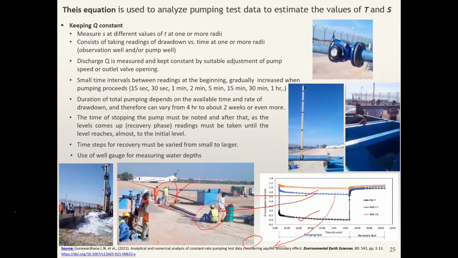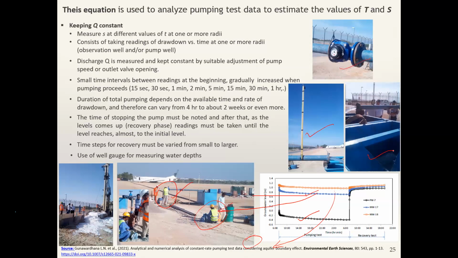Discharge Q is measured and kept constant by suitable adjustment of pump speed or outlet valve opening. So this pumping rate must be kept constant all the time. So in this project, we used a water meter, piezometer, and a V-notch to guarantee a constant pumping rate. So we need to measure it all the time to make sure that the pumping rate is constant.